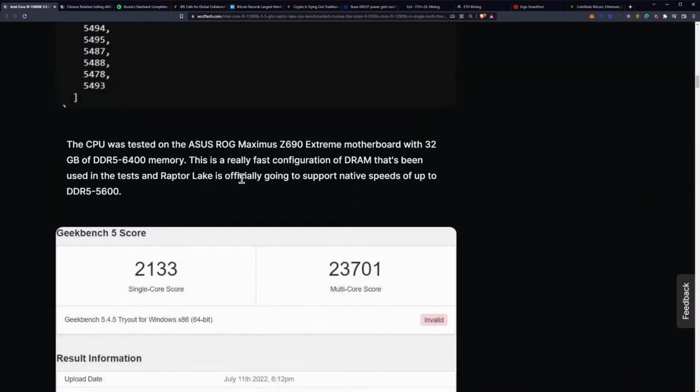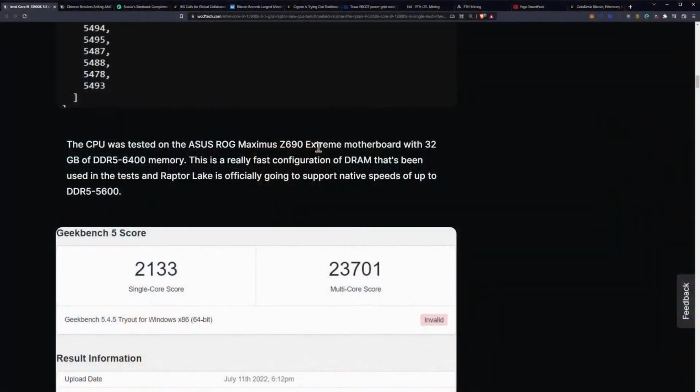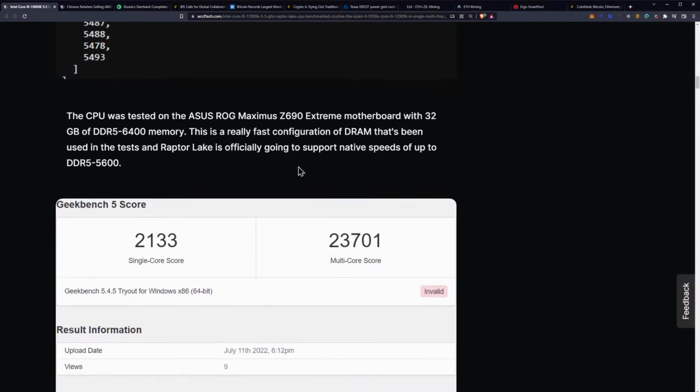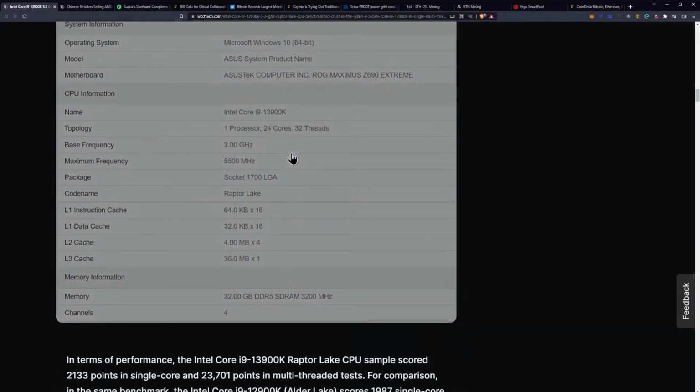The CPU was tested on the Asus ROG Maximus Z690 Extreme motherboard. Oh, baby. So is it Z690 compatible? I don't have to upgrade my motherboard because I spent a ton of money on this Gigabyte Aorus Master. So that would be amazing. I can just slot in a chip. Sweet. And that was with 32 gigabytes of DDR5 6400 memory. This is a really fast configuration of DRAM that's been used in the tests, and Raptor Lake is officially going to support native speeds of up to DDR5 5600.